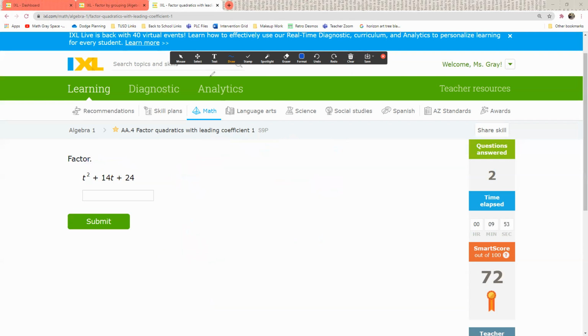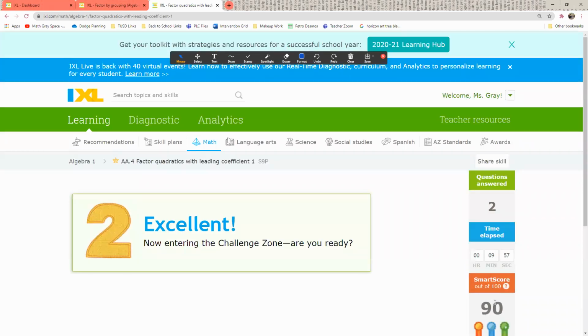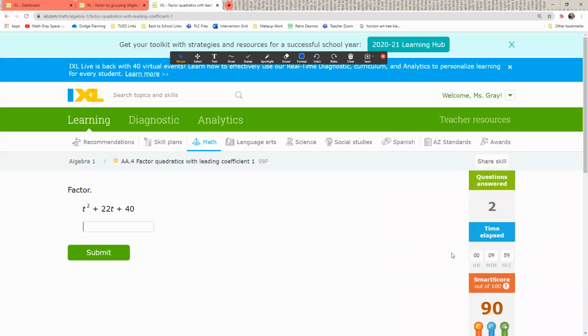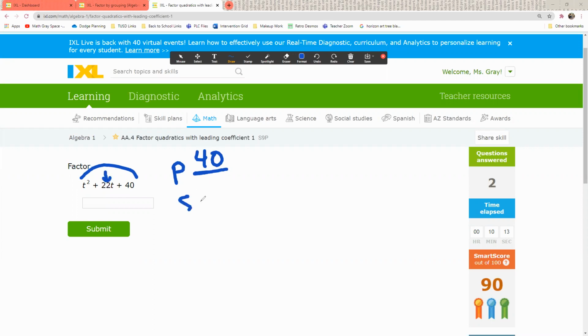Okay, let's see if we can get some more examples in here. Oh, look, I'm to the challenge zone. Okay, let's do this one. So my product for this one is 40, right? So 1 times 40 is 40. And my sum is 22. So two numbers that multiply to be 40 and add to be 22.